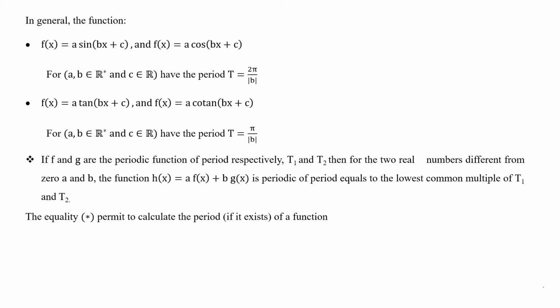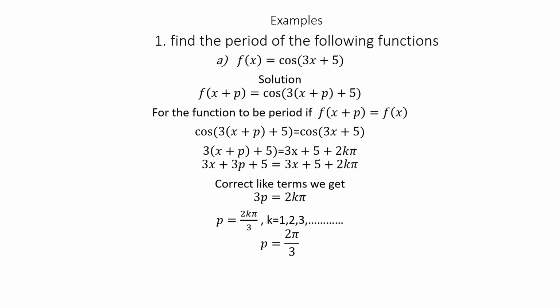It means that if you have the sum, the difference, the product or the quotient of two functions, you find the period of each function, and after that you find the lowest common multiple between the given periods. That lowest common multiple is the one we call the period of that given function.